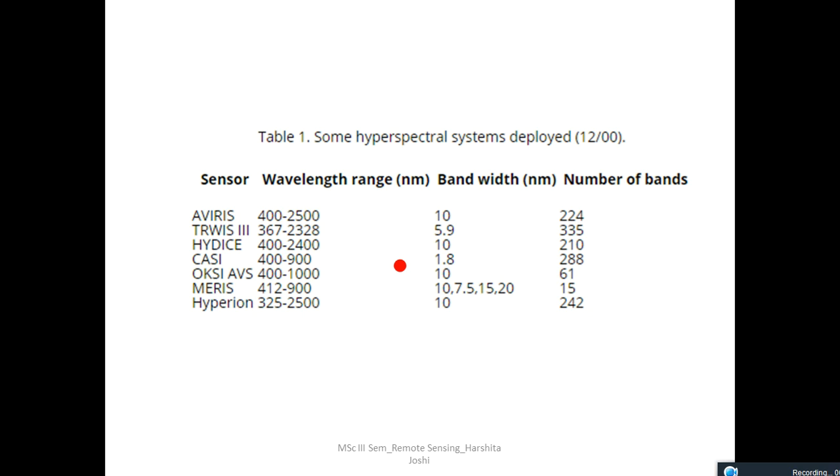These are some of the hyperspectral systems. For example, if we see this sensor Everest, this sensor has a range from 400 to 2500 nanometer. Within this it can make 224 bands. TRWIS 3 can make 335 bands. So these are the sensors which can help us in doing hyperspectral remote sensing.